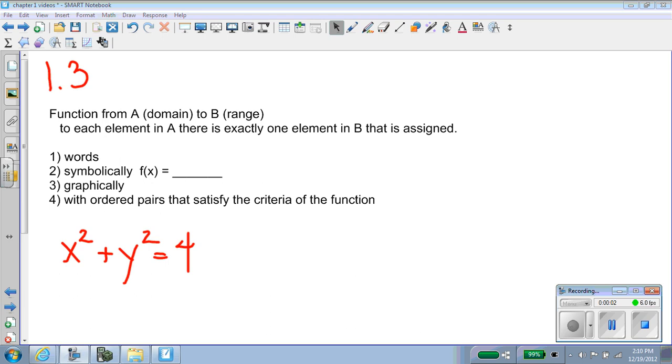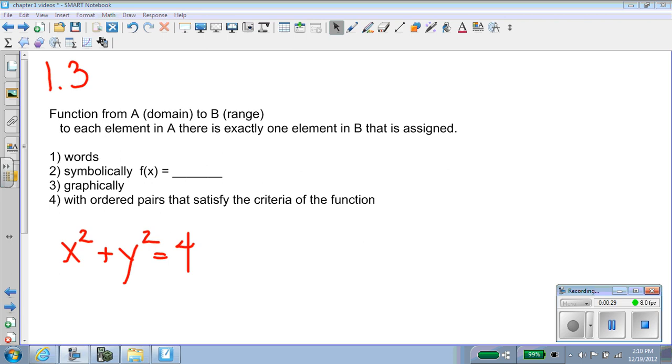We're going to switch our attention from just equations to functions. The definition of a function from A to B, where A is called the domain and B is called the range: to be a function, to each element in A, there is exactly one element in B that is assigned. You can represent a function with words.